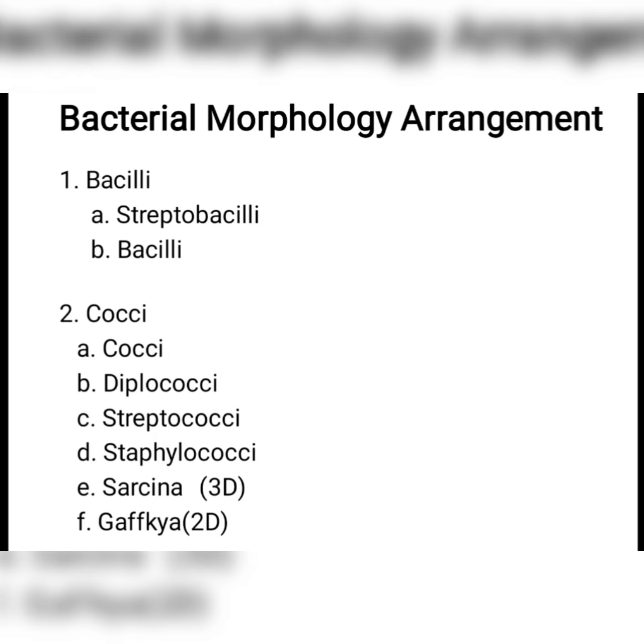I will show this in the next slide, and this one we generally view in a 3D mode. And in Gaffkya, there is a two-dimensional arrangement of 4 cells forming a tetrad. Just 4 cells are arranged to form a tetrad. We can directly observe it in 2D form.